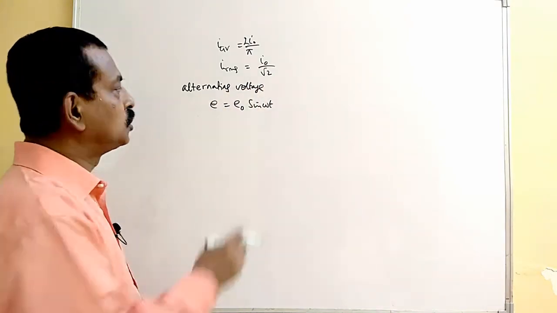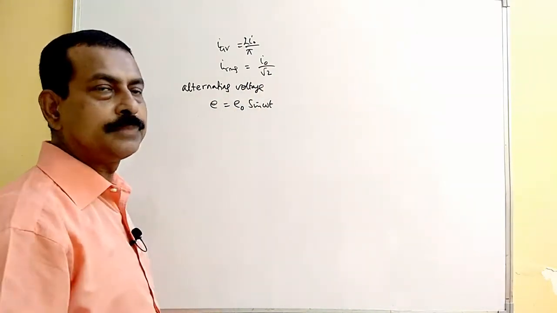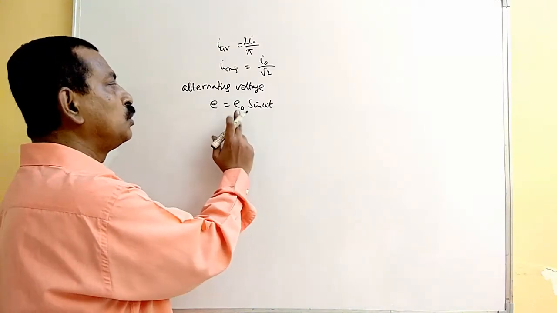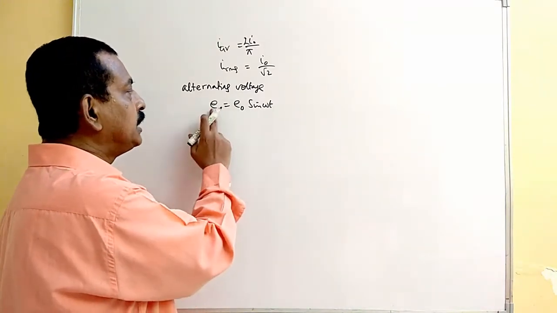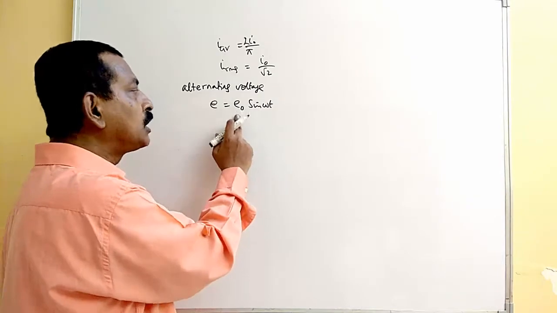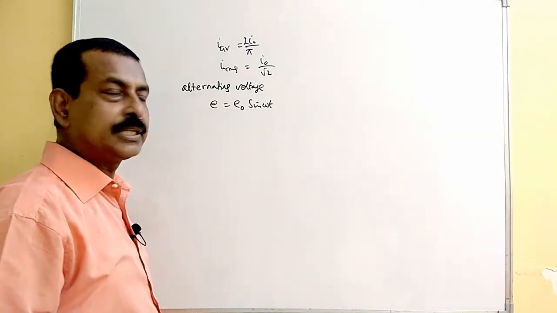So this is your E equals E naught sine omega t. E is the instantaneous value. E naught is the peak value of the voltage there.